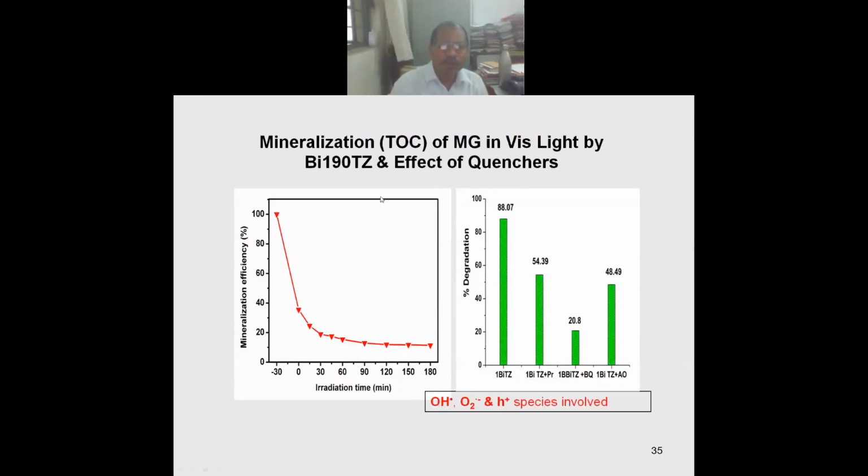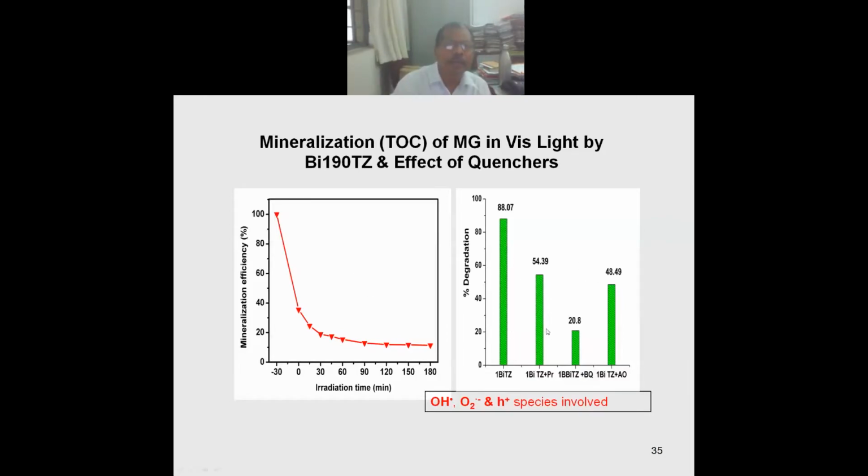We did the TOC, total organic carbon, analysis, since the dye is converted into CO2 and water, and the carbon percentage decreases with respect to the sample. Along with the catalyst, the dye is exposed to the light. With respect to time, the sample is taken and analyzed by TOC for carbon estimation, and the TOC carbon is decreasing. So this indicates that it is converting into CO2. No more carbon is left in the sample.